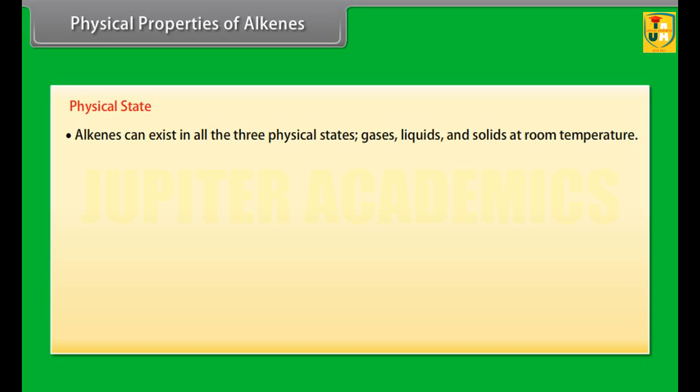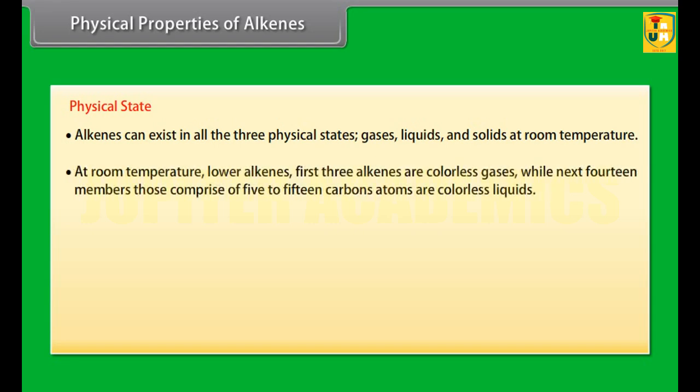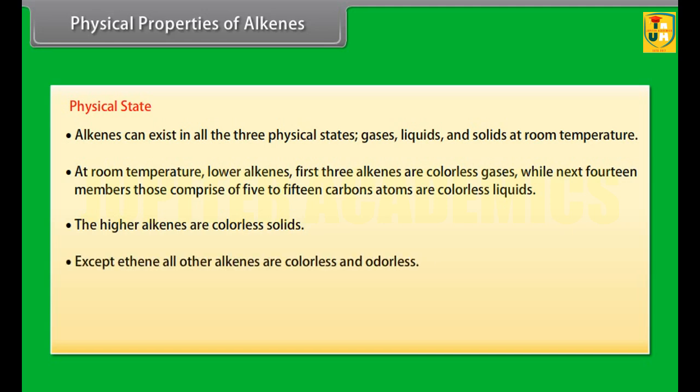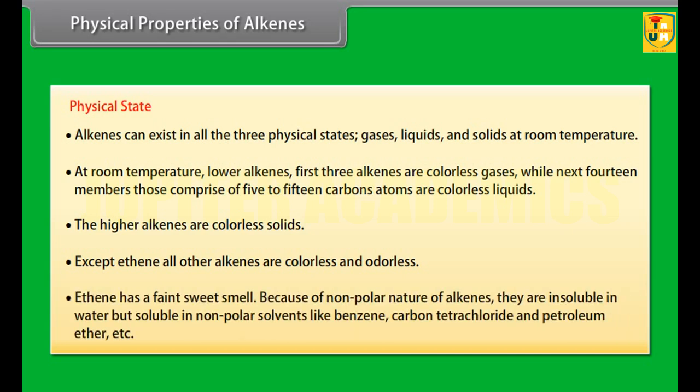Physical properties of alkenes. Physical state. Alkenes can exist in all the 3 physical states, gases, liquids and solids, at room temperature. At room temperature, lower alkenes, the first 3 alkenes, are colorless gases, while the next 14 members, those comprised of 5 to 15 carbon atoms, are colorless liquids. The higher alkenes are colorless solids. Except ethene, all other alkenes are colorless and odorless. Ethene has a faint sweet smell.